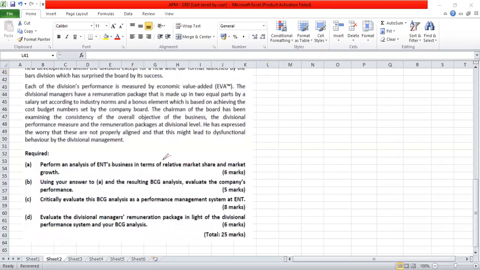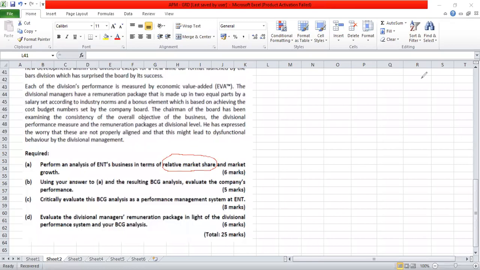The term asked here is relative market share. What is there in the matrix? The term is just market share. What does it mean by a relative market share? Relative is basically on a comparative note. Comparatively speaking, what is the market share? But then with what should we compare?